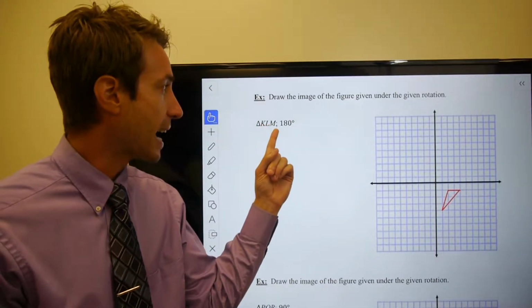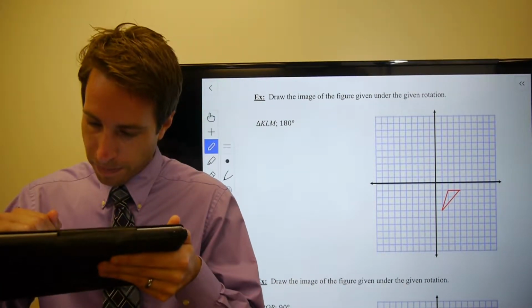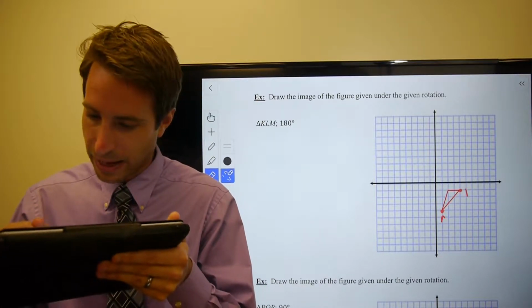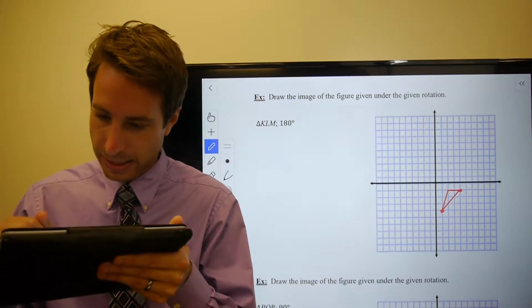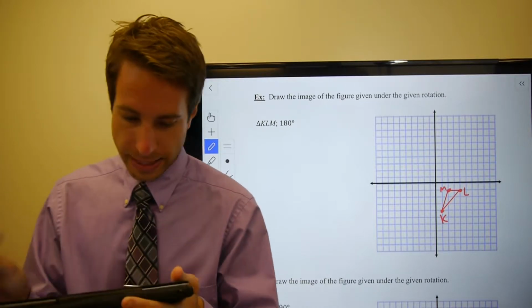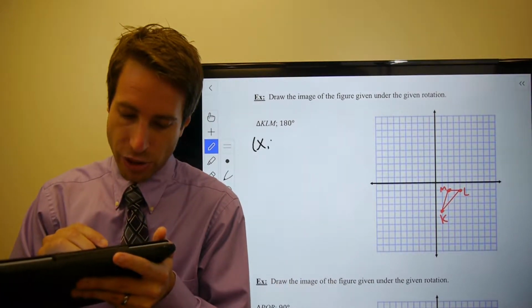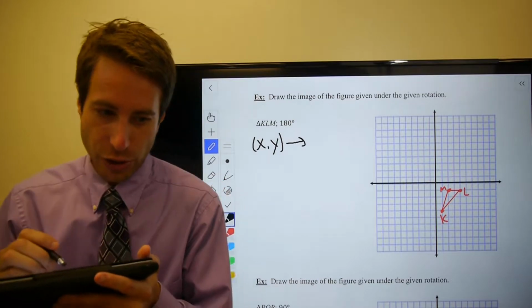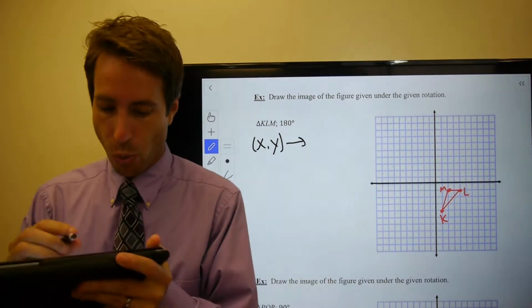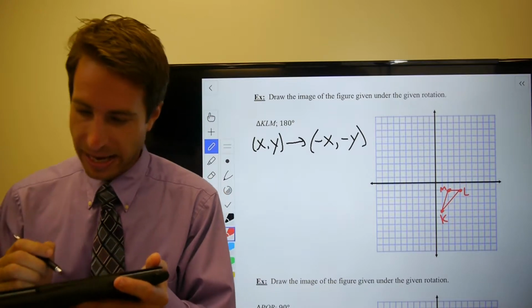I've been given a triangle KLM. I want to rotate it 180 degrees. Let's go ahead and label our vertices A. Oh, sorry, I have K, L, and M. That would be confusing if I did A, B, and C. We'll do K, L, M. And here we go. Hopefully, again, if you've forgotten, go back to the previous page of the notes. The transformation for 180 degrees is going to be the negative of X and Y. So they stay in the same spot, but X becomes negative, the Y becomes negative, and here we go.